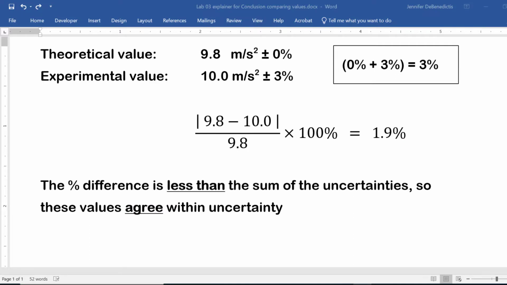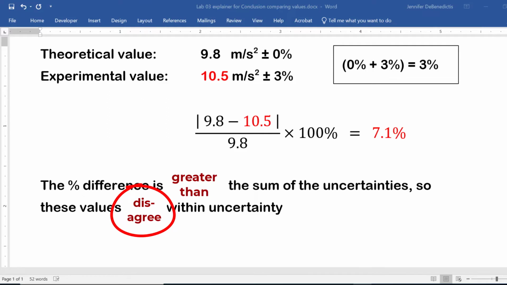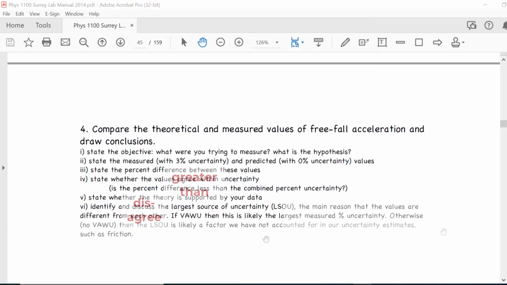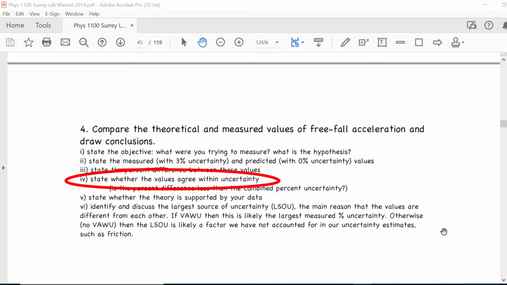Now let's consider another case. Let's say that our experimental value wasn't 10 meters per second squared. It was 10.5 meters per second squared. But that changes what our percent difference winds up being. So now it's 7.1%. And that's bigger than the sum of the uncertainties. So now you'd have to say that the values disagree with an uncertainty, because the percent difference, so how different your values are, is larger than the sum of the uncertainties, which again is the maximum amount of deviation we expect to see given the limitations of our equipment. And so that's what you would say when you come back here. You don't need to give any calculations here, just say it in a sentence.